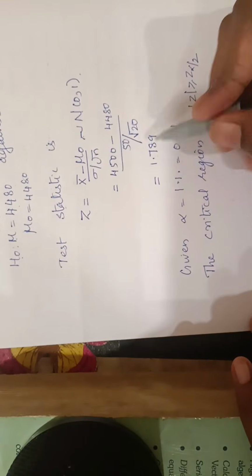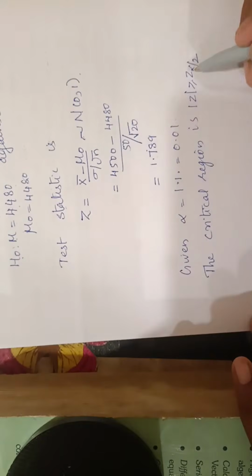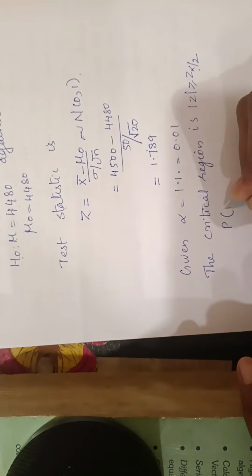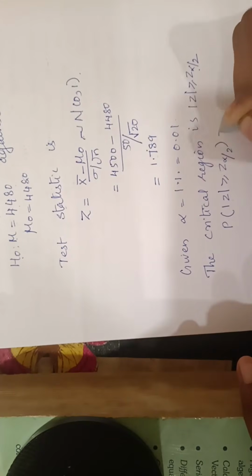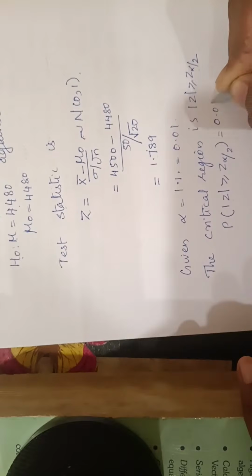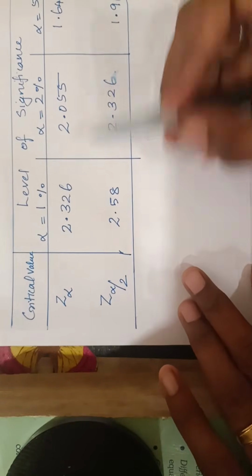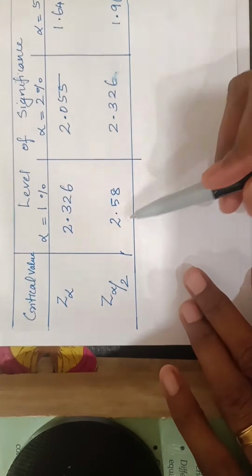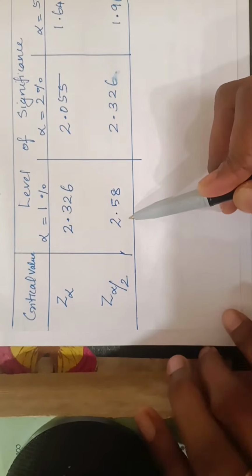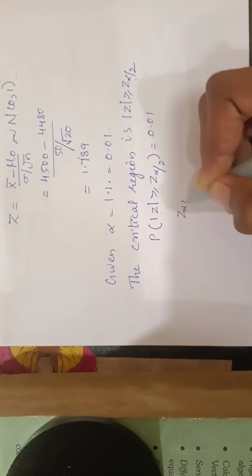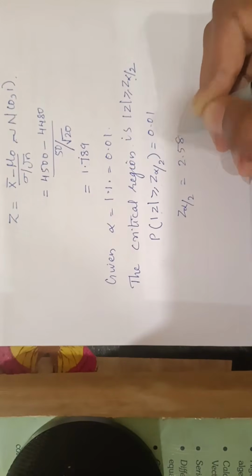So here we have the value of z. We have to find the value of z alpha by 2. We find the z alpha by 2 value by considering the probability of modulus z greater than or equal to z alpha by 2, which is equal to our alpha, that is 0.01. Or you can remember these values by heart: when alpha is equal to 1%, z alpha by 2 is 2.58. So z alpha by 2 will be 2.58 from the tables.